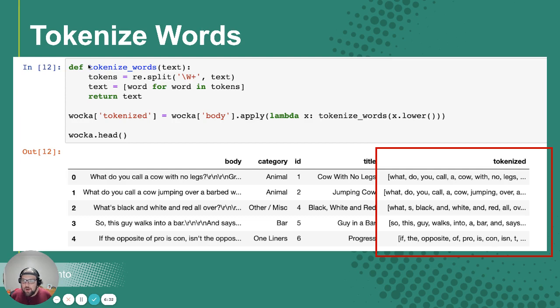So right here, we're creating a function we'll call tokenize words. And we're just going to use regular expressions to take these text blocks and convert them into individual tokens. So we'll take that data frame and use a lambda function to tokenize those words using the function. And you'll see right here, this joke body, what do you call a cat with no legs? Gets broken down into the individual tokens or individual words. What do you call a cow with no legs?